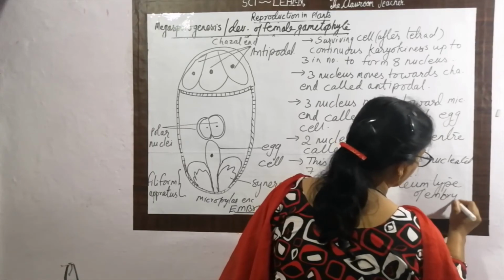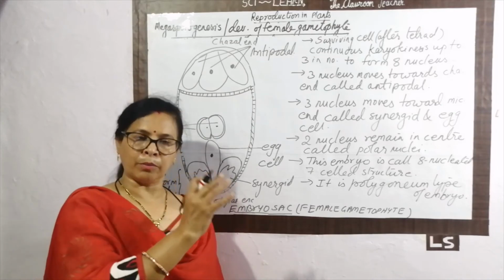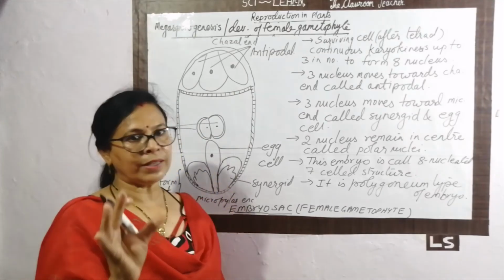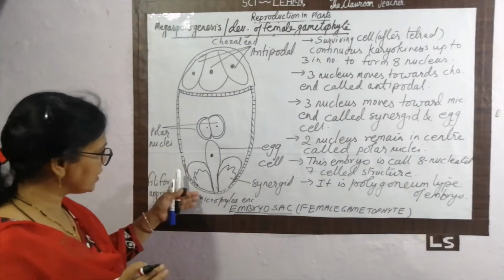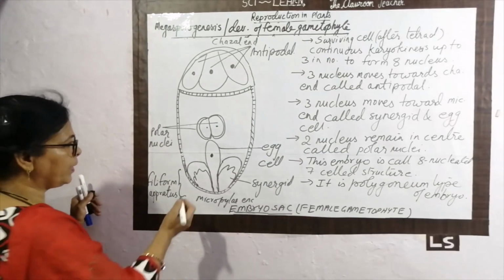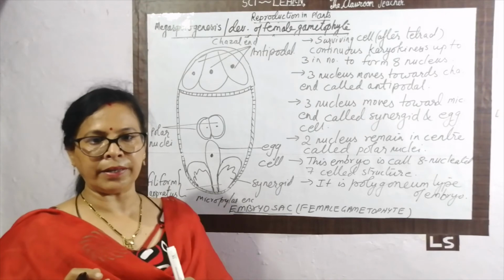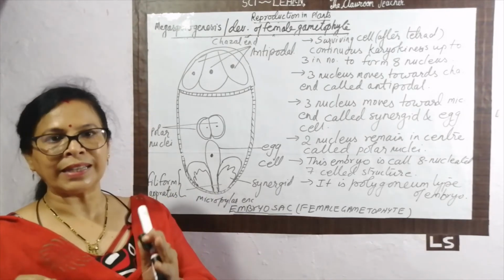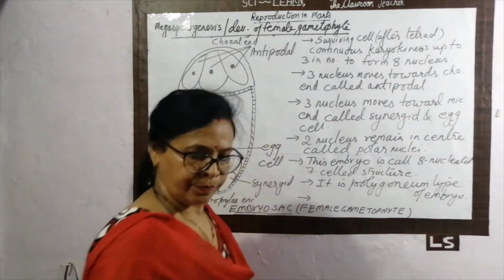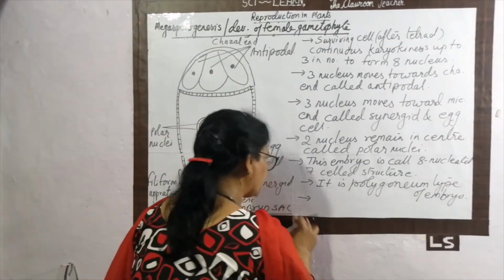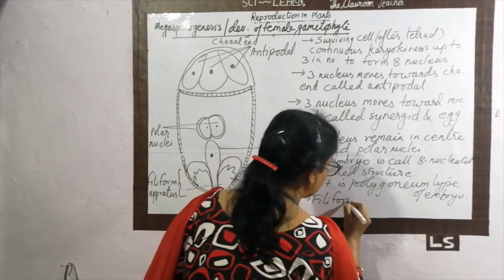I already told you it is monosporic. Monosporic means only one cell gets developed from the megaspore mother cell. Only one cell is developed to form one embryo. So one filiform apparatus, these synergid cells are present here. And what is the role of this filiform apparatus? It helps the pollen tube to get inserted in the female nucleus. So we must write one line here also. The more important thing you have to write here: filiform apparatus is present.